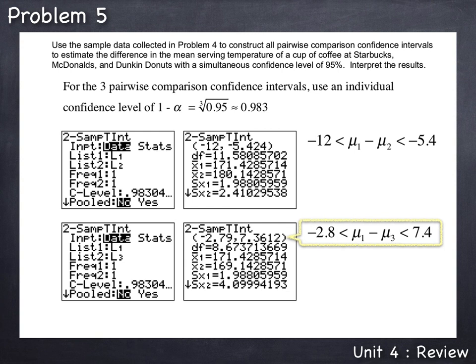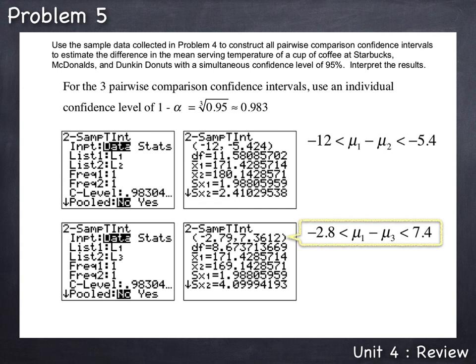7.3612. We could use all these decimal places, but if you want to round off, make sure we round off carrying at least one extra decimal place for accuracy. So here, the lower end is negative 2.8, and the upper end rounds to 7.4.